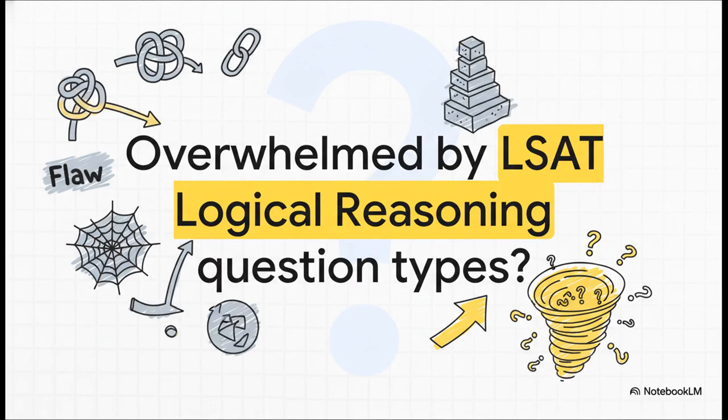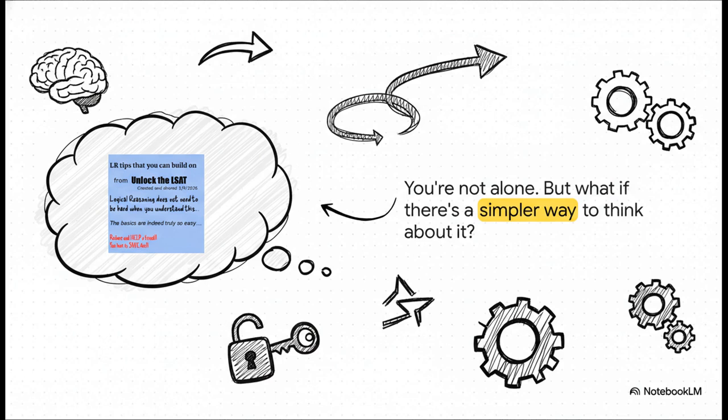Does this sound familiar? You've got flaw questions, weaken, strengthen, necessary assumption, sufficient assumption. I mean, the list just goes on and on. It's so easy to feel like you have to learn a dozen different strategies for a dozen different questions. It's exhausting. But trust me, you are so not alone in feeling that way. But the good news, the really good news, is that there's a much more elegant and frankly efficient way to approach this whole section. A way that does not rely on just memorizing a mountain of information.